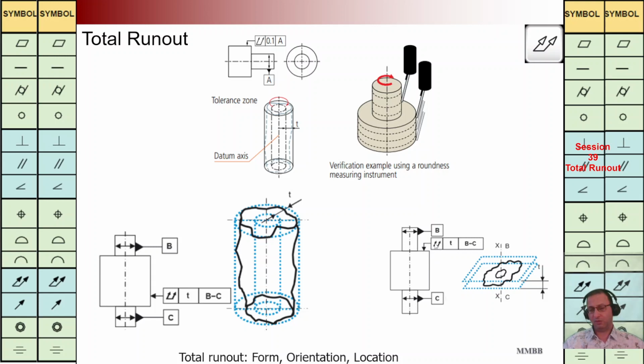Here we are going to have another example at bottom right. We implement total runout for this flat surface. Tz is T, back to BC axis. We are going to have two parallel surfaces perpendicular to BC axis, and we are going to control runout for this surface.